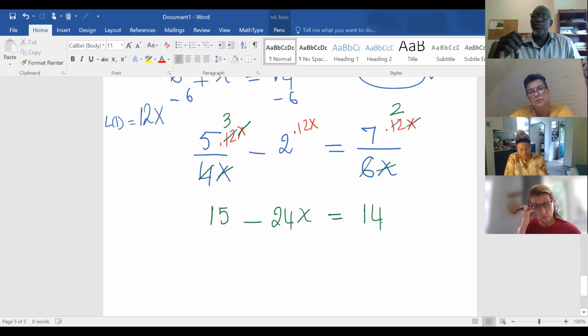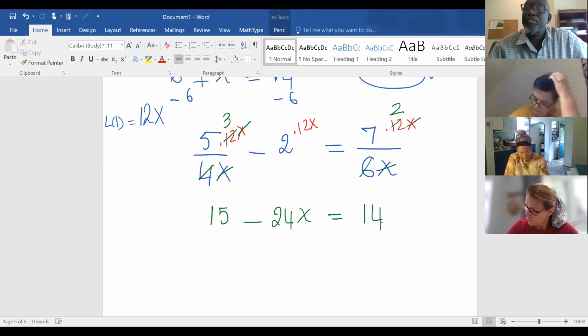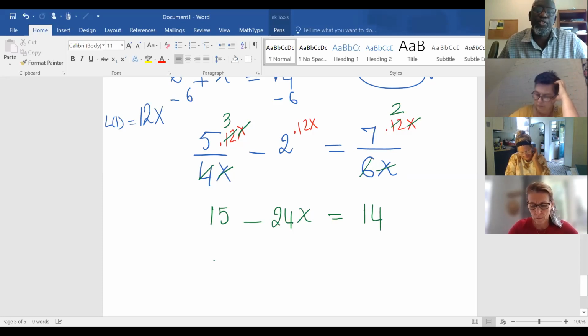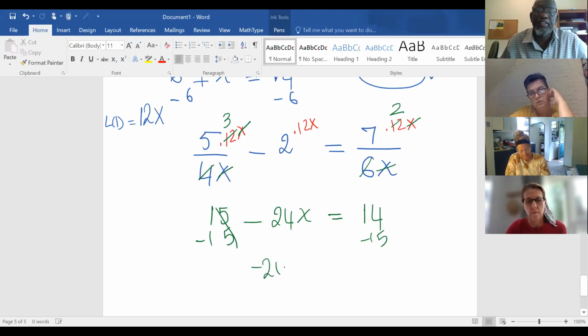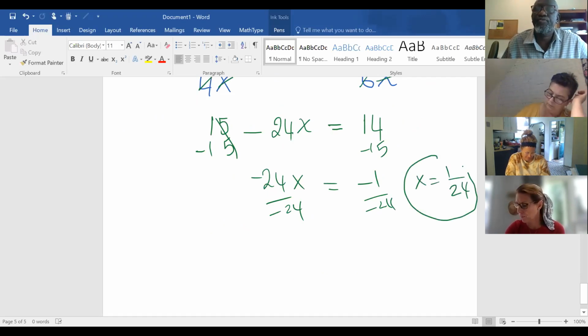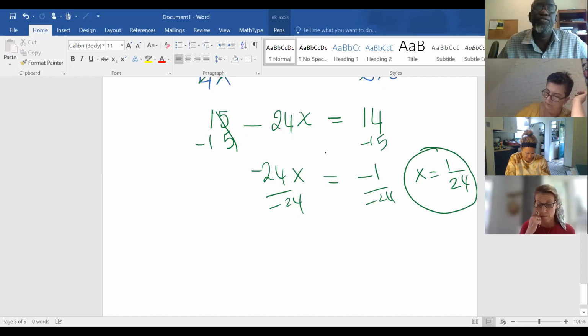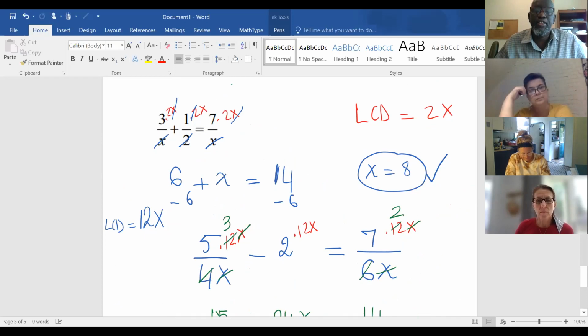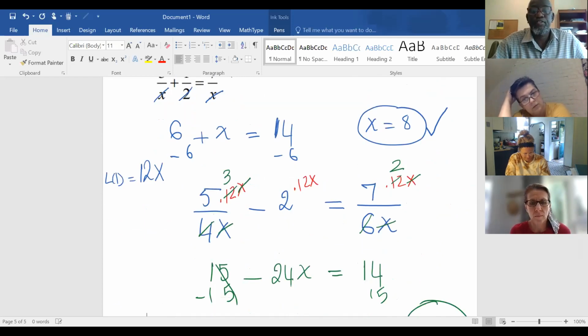You see, every time we do that, the following step will be very, very simple. Now we just solve for x. You can subtract 15, we get negative 24x is equal to negative 1. Divided by negative 24, so we get x equal to 1 over 24. All right. So that is a second example.